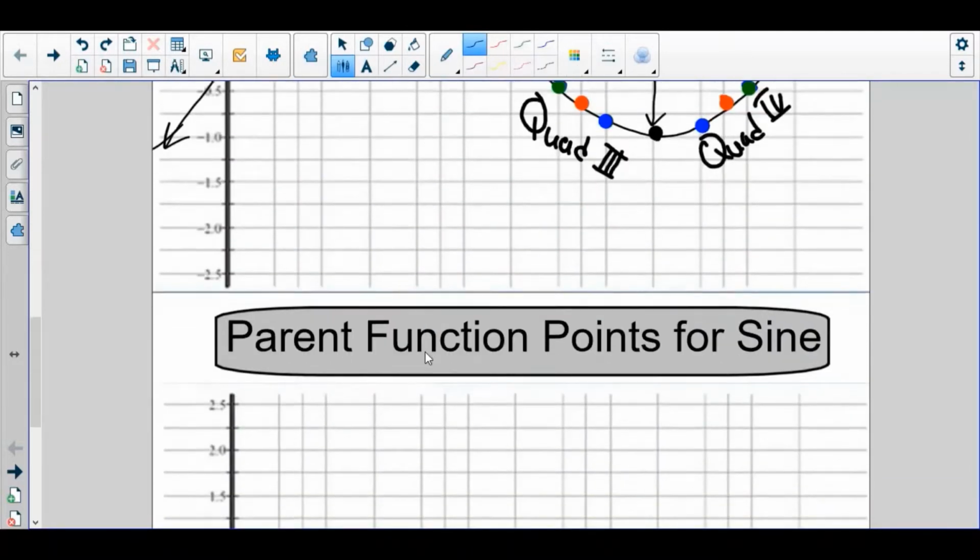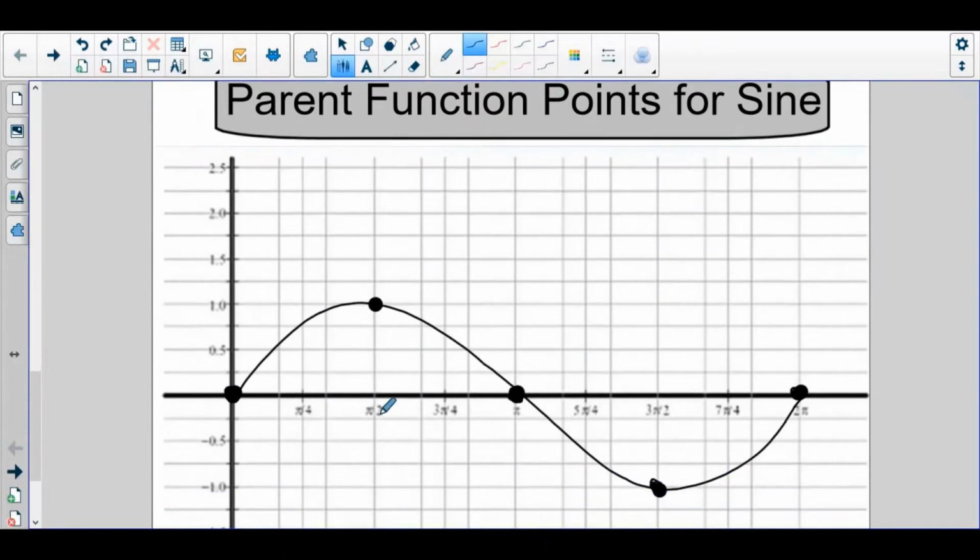The points are 0, 0, pi over 2, 1, pi, 0, 3 pi over 2, -1, and 2 pi, 0. So to graph the function, the parent function would only be this much as long as you know the curve, because you might accidentally draw something like that, which is not a curve shape. Drawing a sinusoidal curve, understand that it does keep going infinitely in both directions.